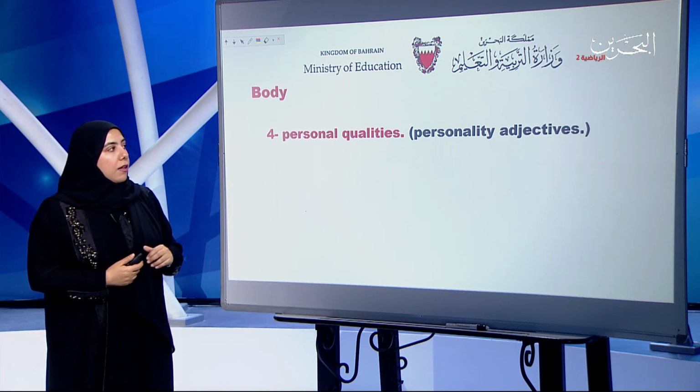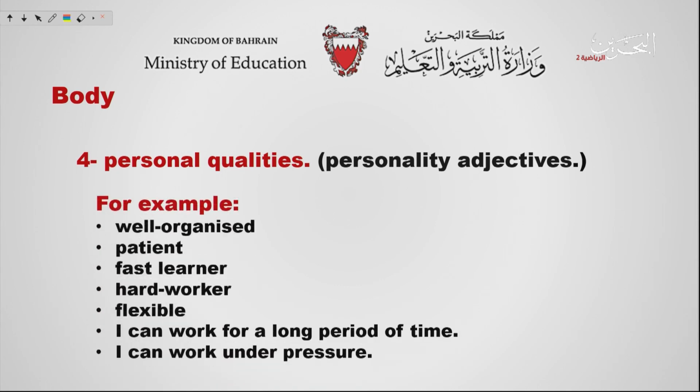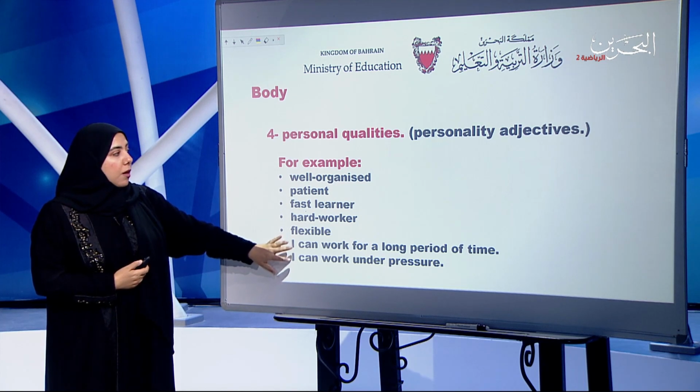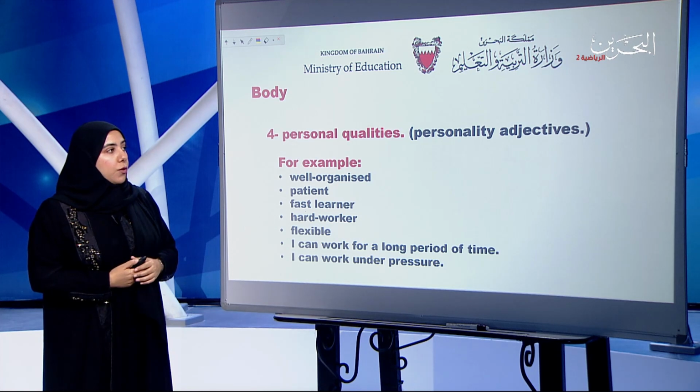Number 4, personal qualities. This is related to the body as well. You have to refer to a group or a set of personality adjectives. For example, well organized, patient, fast learner, hard worker, flexible, I can work for a long period of time, or I can work under pressure. So you have to choose a number of adjectives to express your personality.